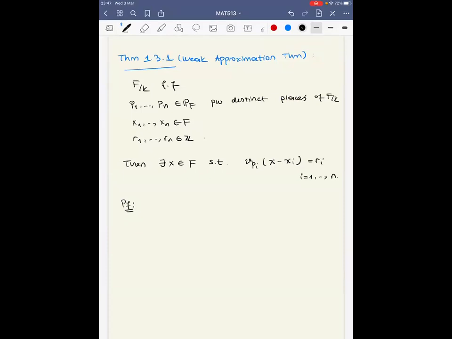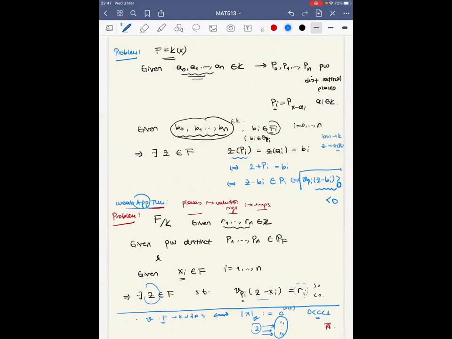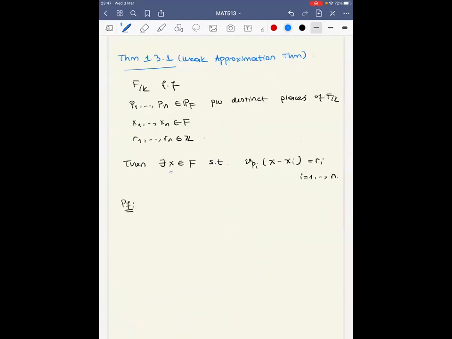So now we want to prove this weak approximation theorem that guarantees the existence of a function z, or in this statement x, that satisfies this property. And as I mentioned before, the proof is technical. Actually, it contains 3 steps and 1 conclusion.